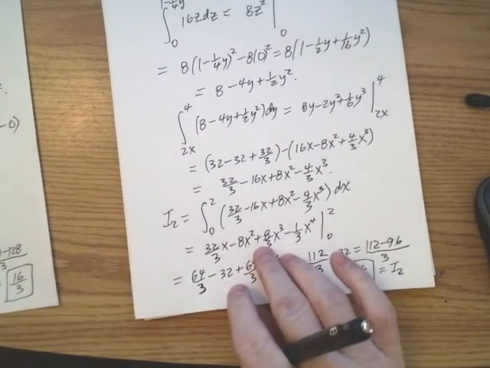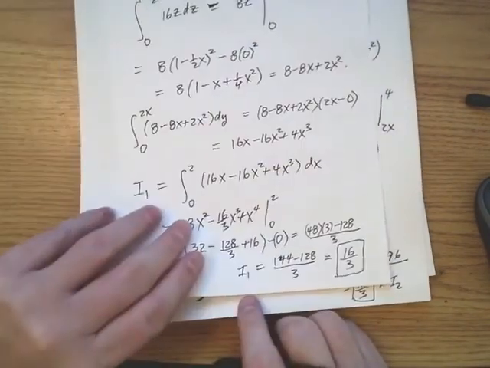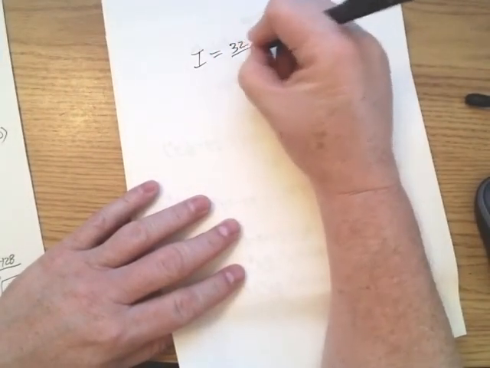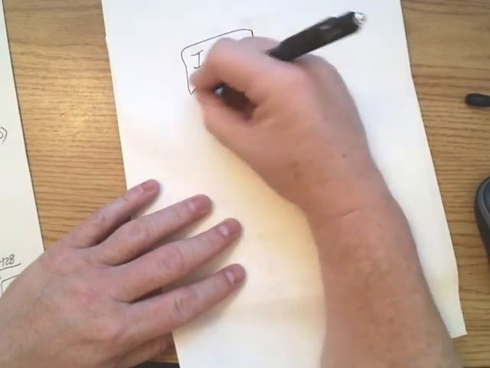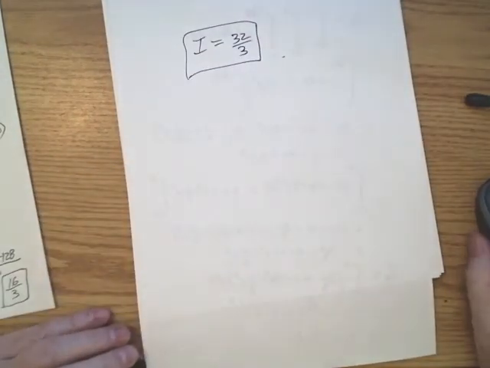So that means the value of my whole original integral was 16/3 plus 16/3. So the value to the whole problem, which I'll call I, is 32/3, I think. Okay, at least that's what I got. Alrighty, well, there it is.